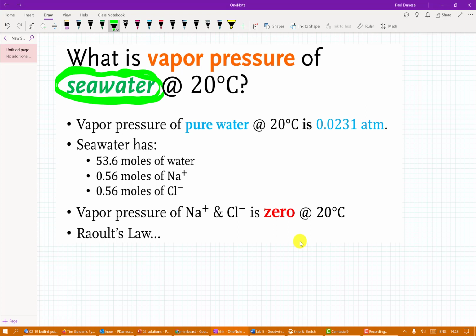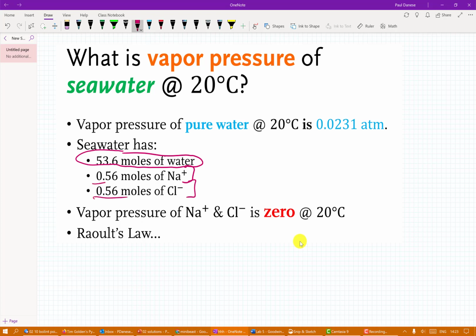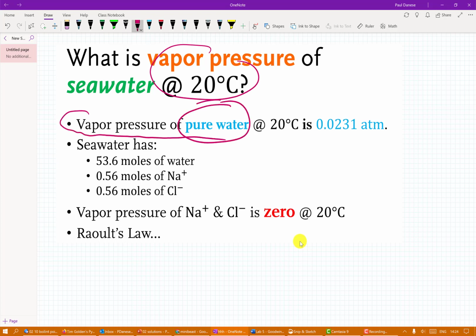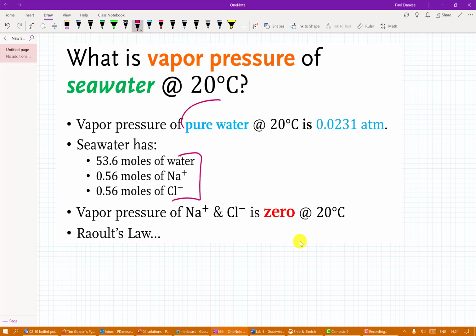We're talking about seawater. And to keep things simple, we're just going to think of seawater as basically being mostly made of water, but it has a little bit of sodium and chloride ions dissolved in it, and it tells you specifically how much seawater has. And so we want to know what the vapor pressure is, and there's a little bit more information. Vapor pressure of pure water, not seawater, pure water at 20 degrees Celsius, so at the same temperature, is this many atmospheres. So there's our vapor pressure of pure water. And here's what our pretend seawater is made of.